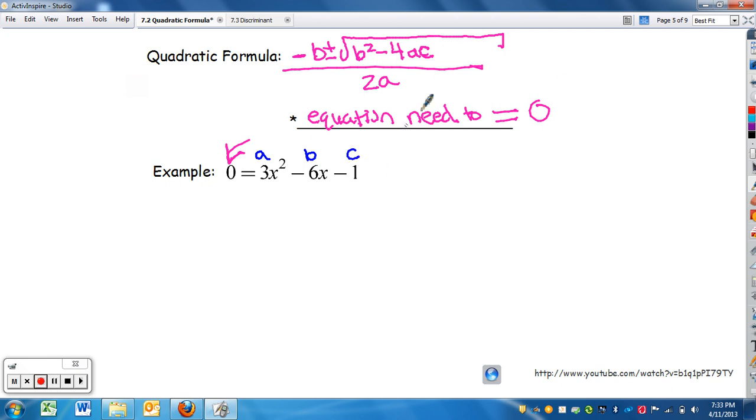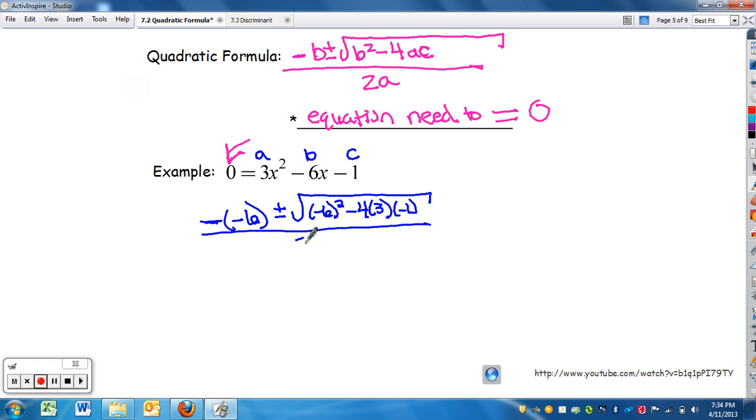So the first step is pretty easy. You're just substituting in for a, b, and c. So you have negative 6, and I like to substitute in, and you should too, with parentheses, square root (negative 6) squared minus 4 times 3 times negative 1.